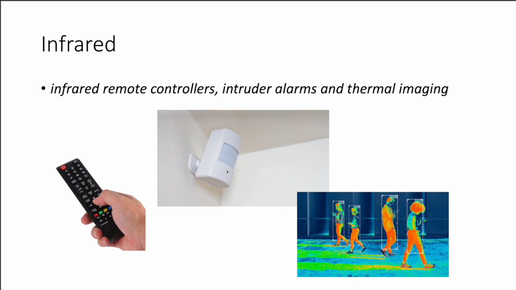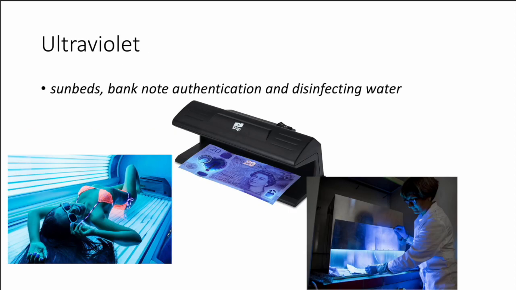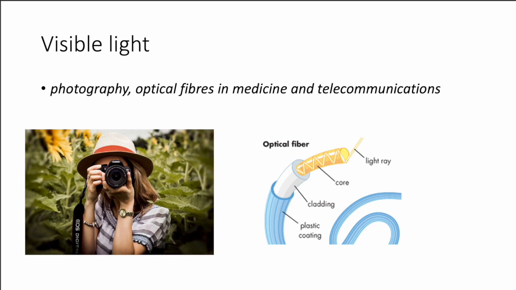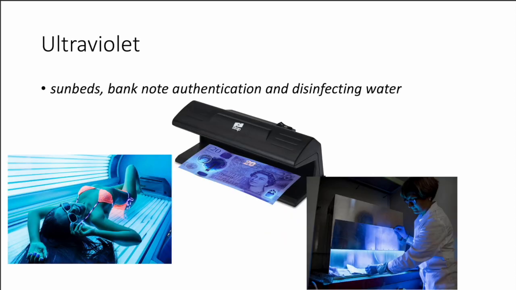Infrared: remote control, alarms and imaging. Visible light, of course, for anything that has to do with vision, photography, optical fibers. Optical fibers work, we'll cover more in the light chapter, through internal reflection. It sends light signals through wires, and there's a lot of transparent material within the fiber. Ultraviolet: sunbeds. Sunbeds are for tanning, incredibly harmful, causes a lot of aging. Authentication of banknotes, disinfecting, not just water, but also medical tools, scientific materials, equipment.